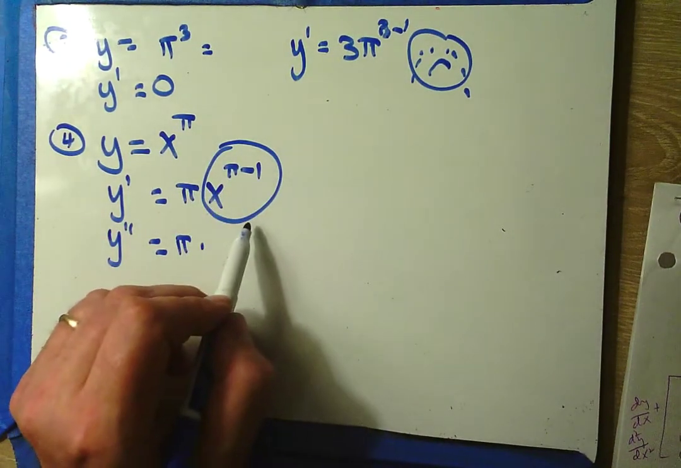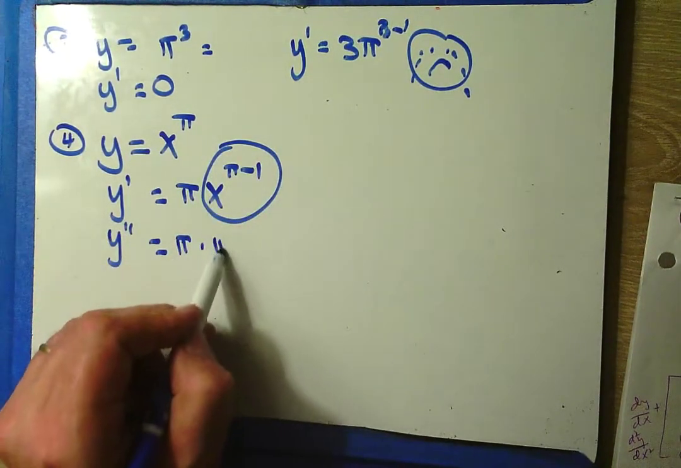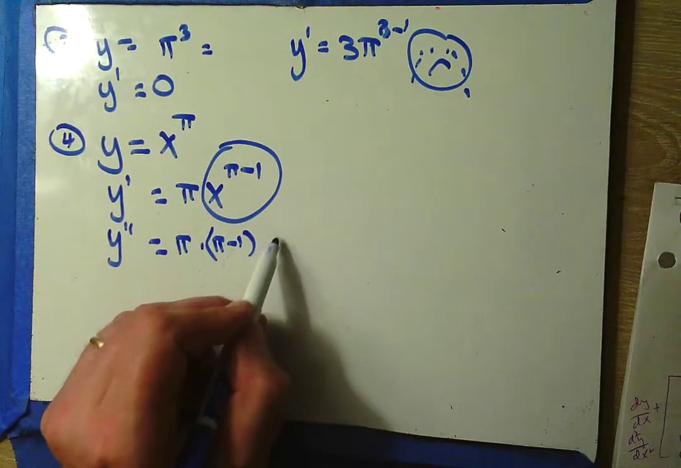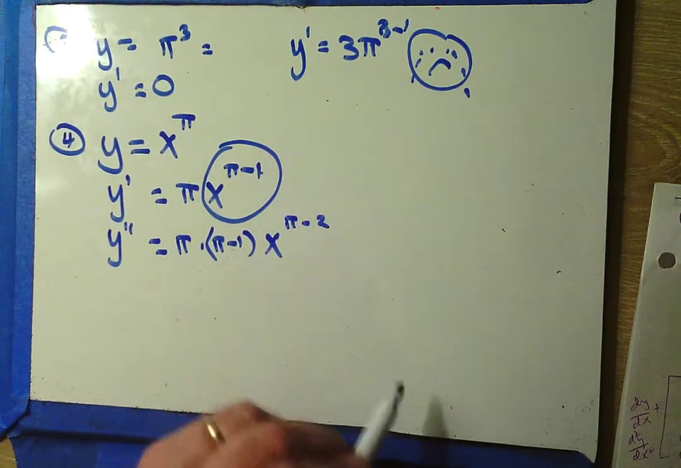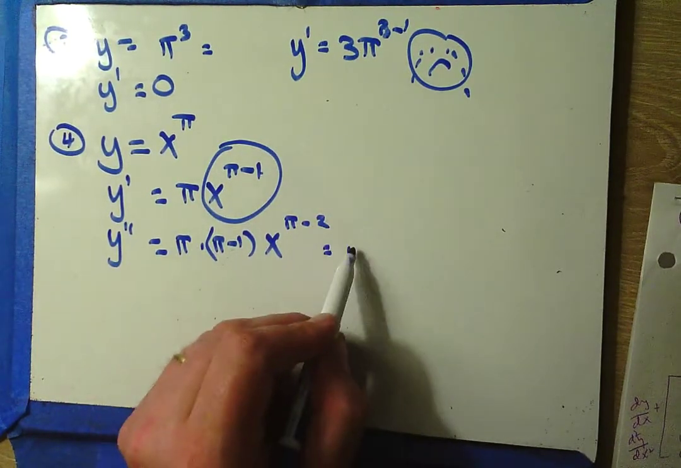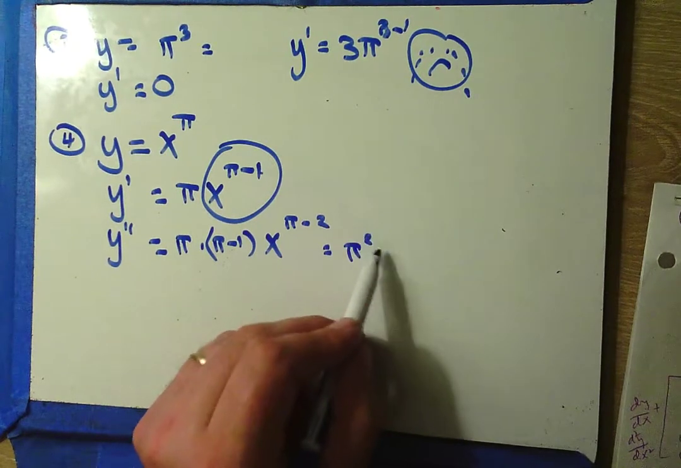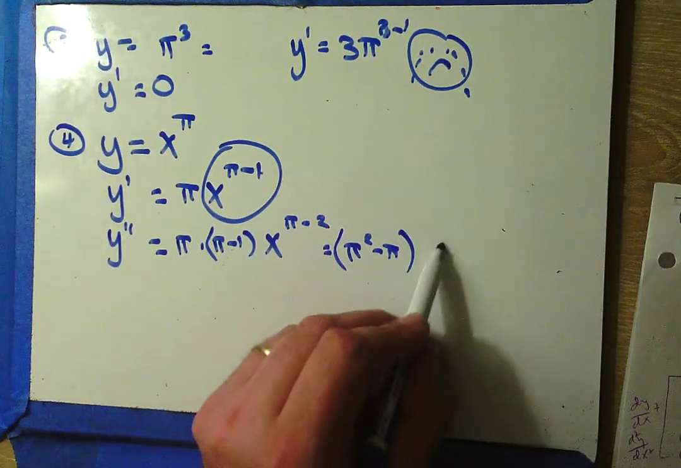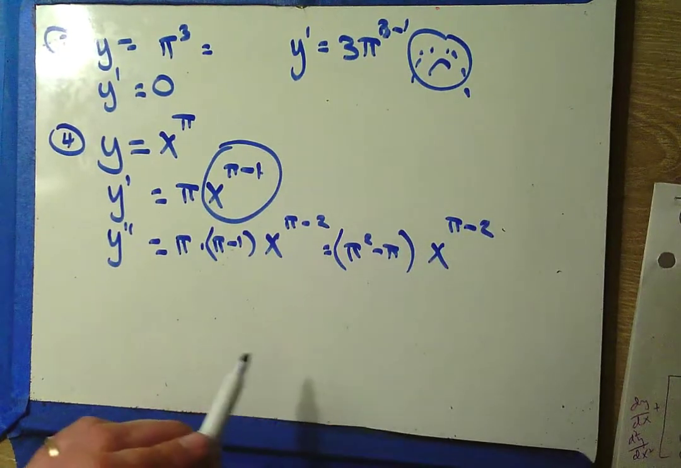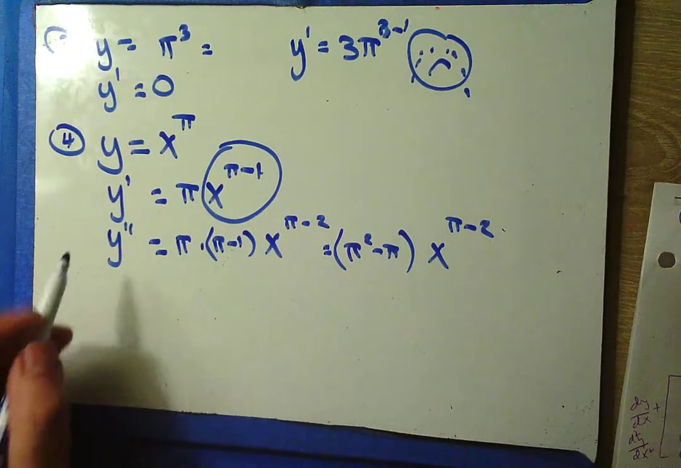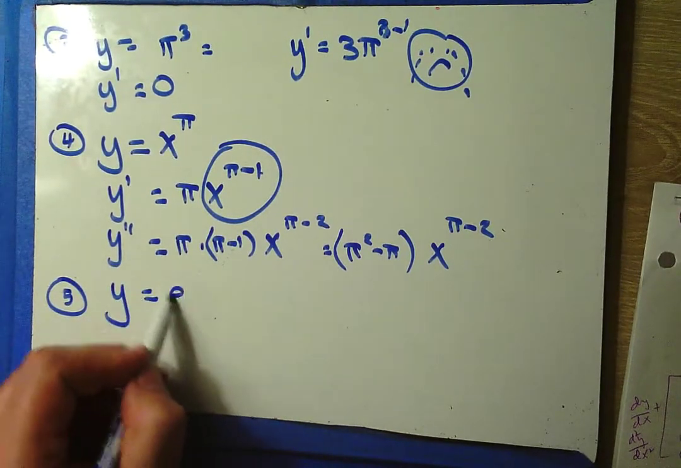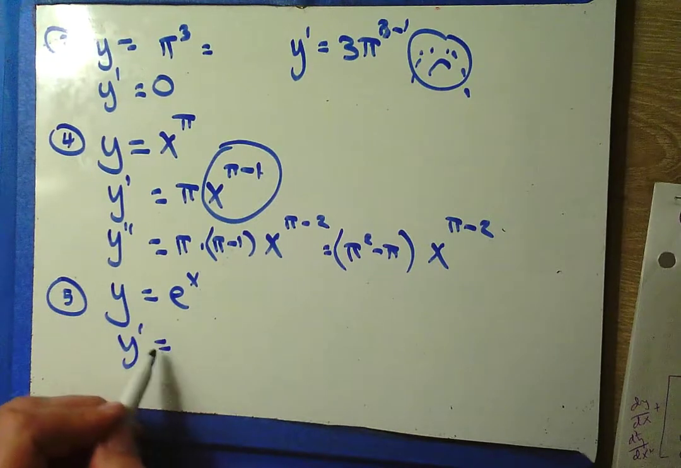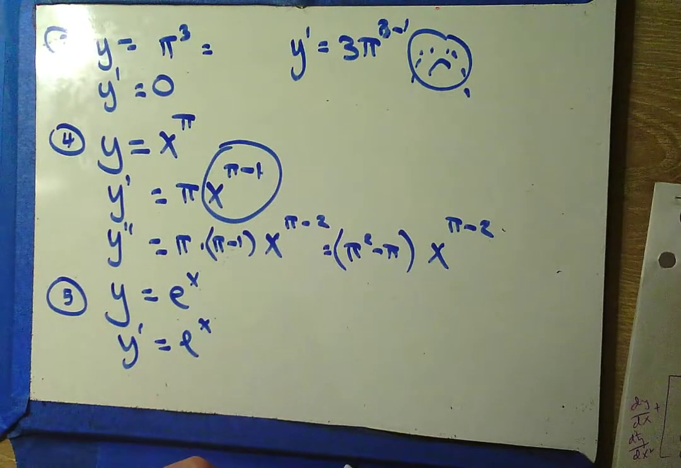Well, what's the derivative of this? I bring the power down in front, and I subtract 1 up here, x to the pi minus 2. And so I've got pi squared minus pi times x to the pi minus 2. There's my second derivative. We should, of course, from the microscope worksheet, remember that if y equals e to the x, then y prime is e to the x. E to the x is the derivative of e to the x.